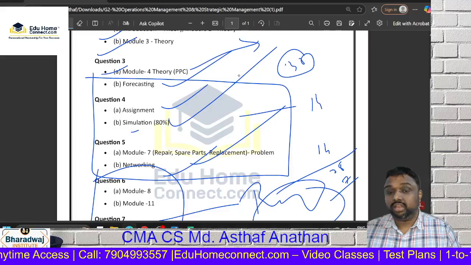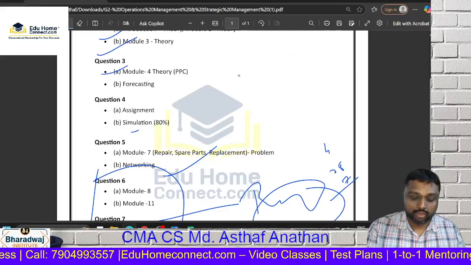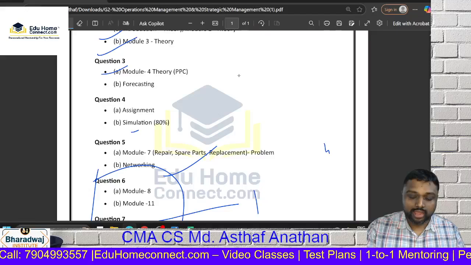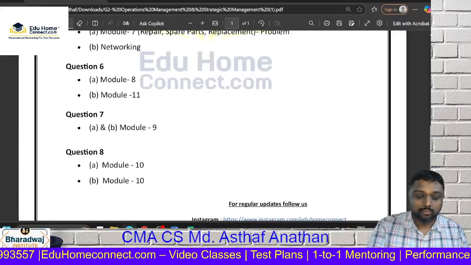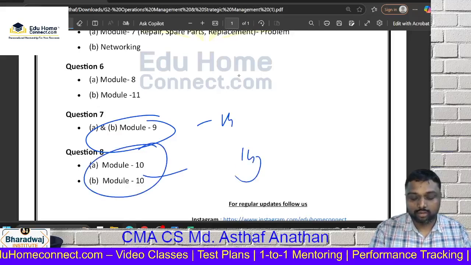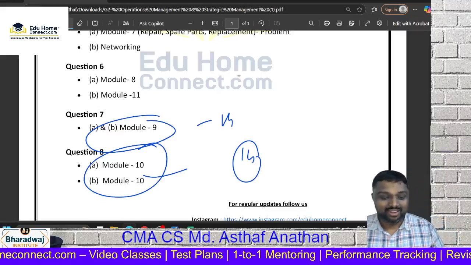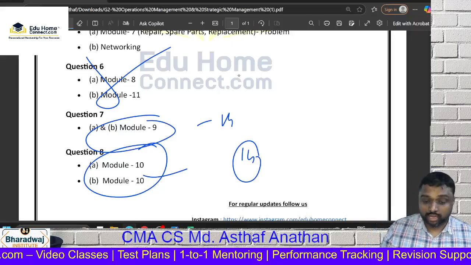You have to learn theory. We have given very clearly what is the theory weightage for your exam. So I don't want to repeat everything again; you know very well. See, in your SM chapters, module 9 is coming for 14 marks, module 10 is coming for 14 marks. So this is one shortcut. Even if you leave out this choice, 14, 14, 28 marks you can score.